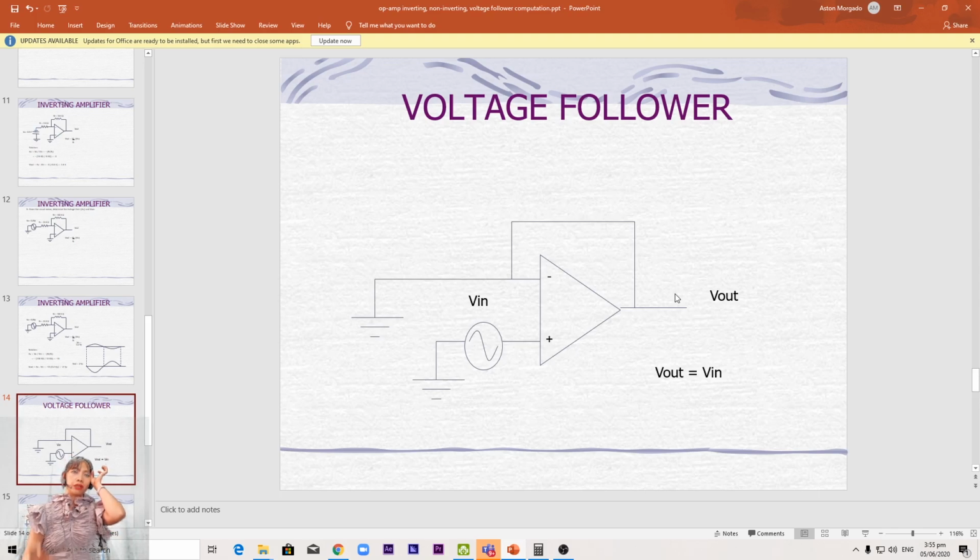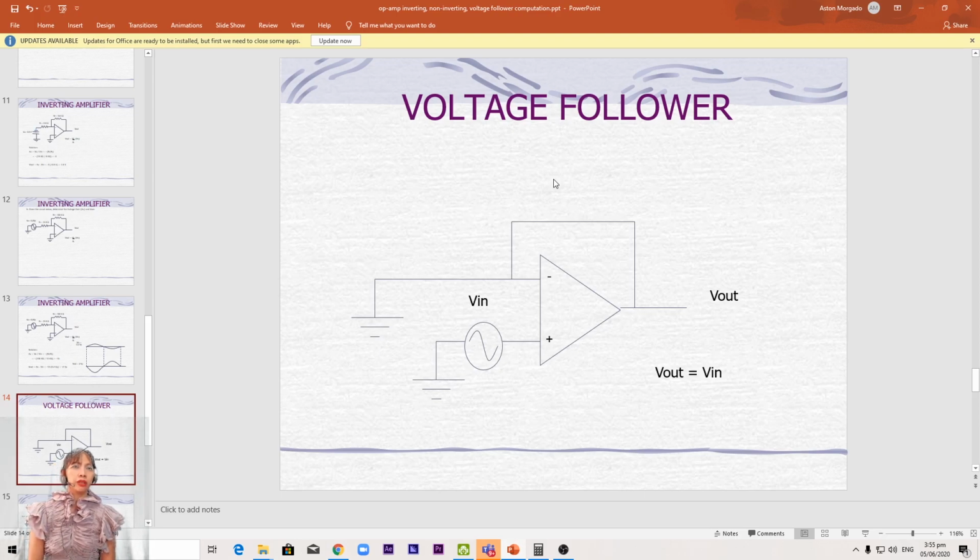For the voltage follower, we have V out is equal to V in. Take note, you have no resistors here. You have no RF, no RI, but you have the input connected at the positive. So what's the use of a voltage follower if it has no resistors at all? It has its applications. It can be used as a buffer. It can be used to restore, or regenerate, waveforms.